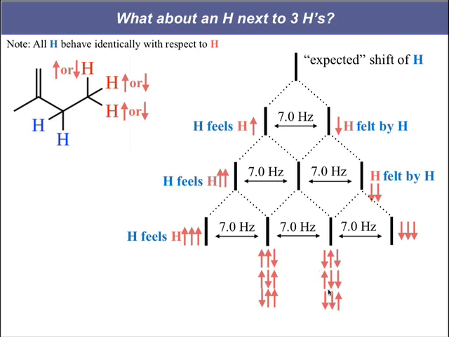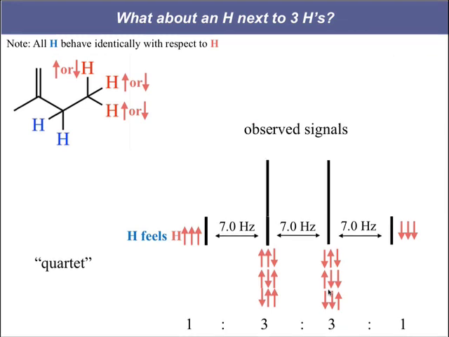How many peaks do we have? We have 4. We call this a quartet. But the quartet is not in a 1-to-1 ratio like the doublet was, and it's not in a 1 to 2 to 1 ratio like the triplet was. It's in a 1 to 3 to 3 to 1 ratio. So it's different as well. What we end up with are 4 signals at 1 to 3 to 3 to 1 intensity.